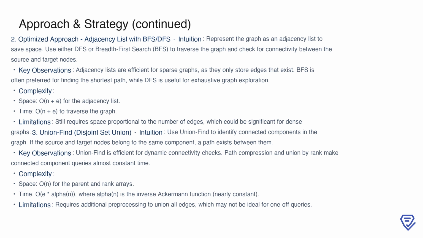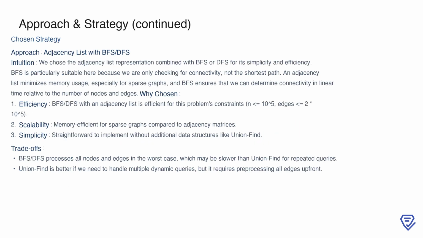Another option is the union find approach, which identifies connected components in the graph. By using path compression and union by rank, union find allows for almost constant time connectivity checks. While union find is excellent for repeated dynamic queries, it does require pre-processing all edges, which may not be ideal for single query scenarios. For this problem, we chose to use the adjacency list representation combined with BFS or DFS.